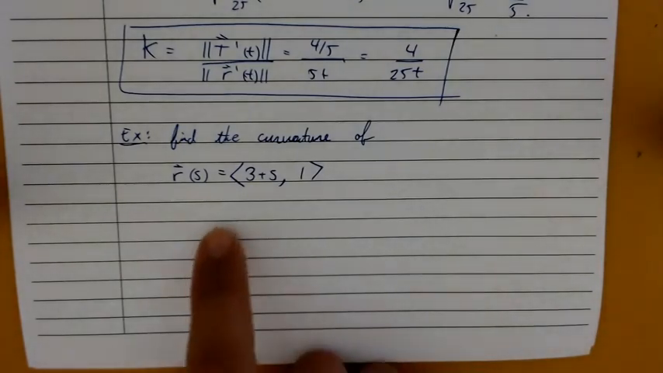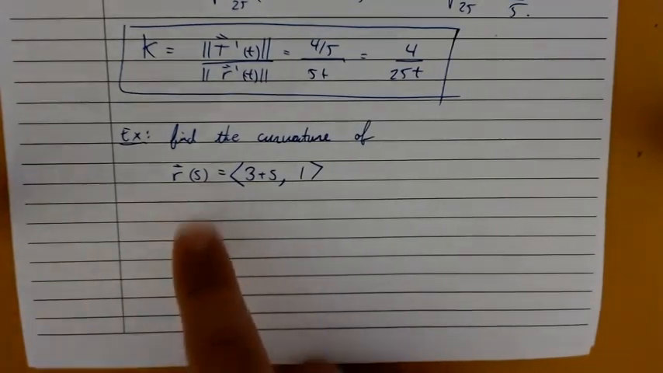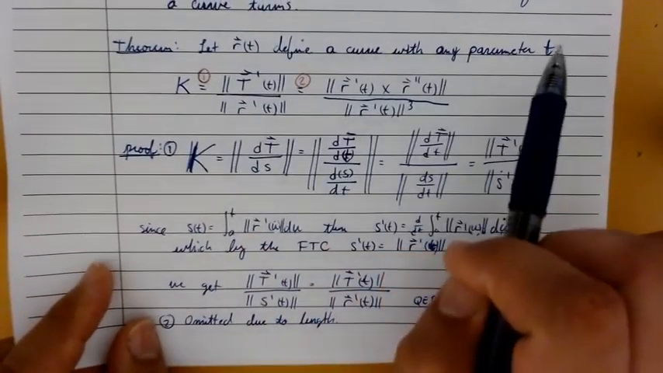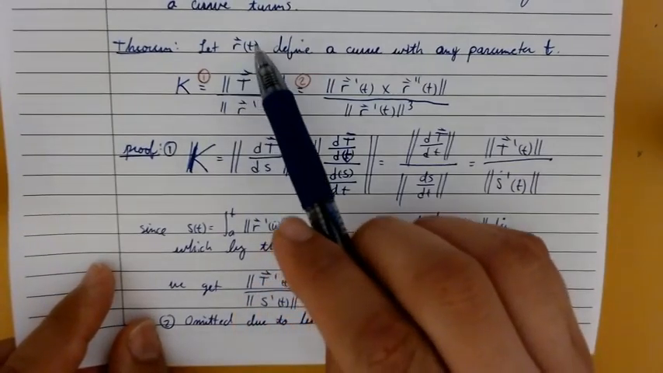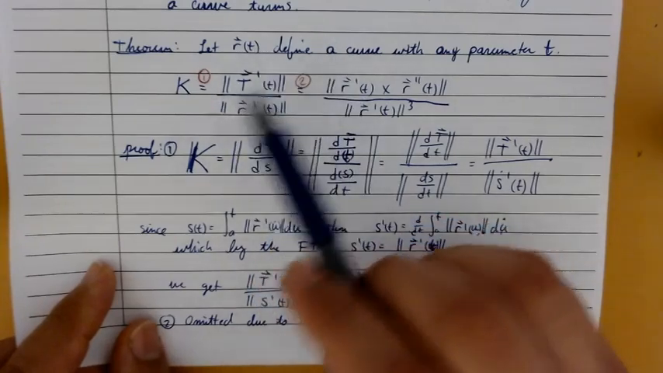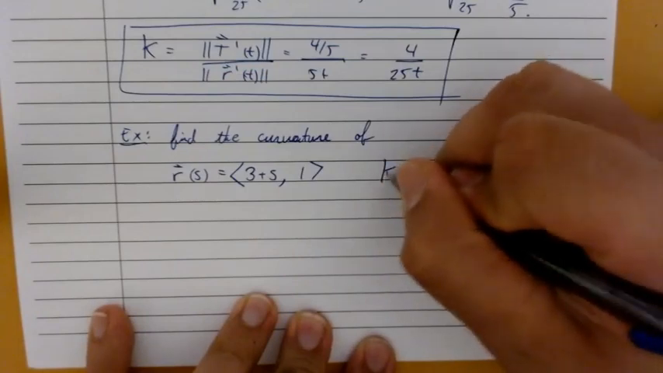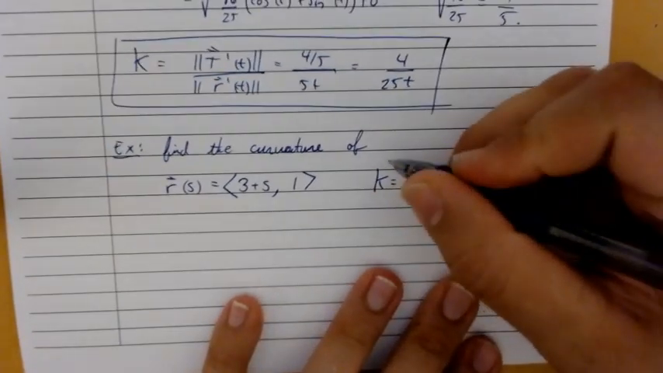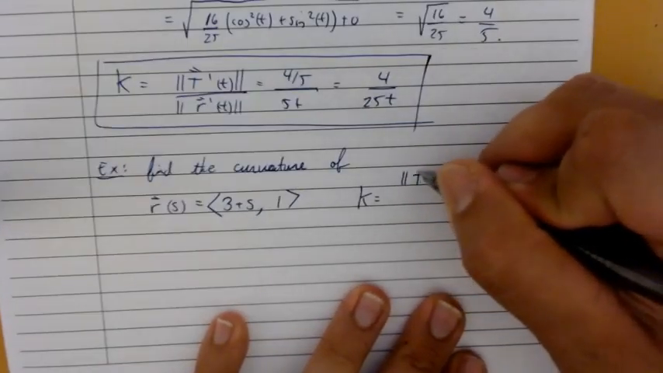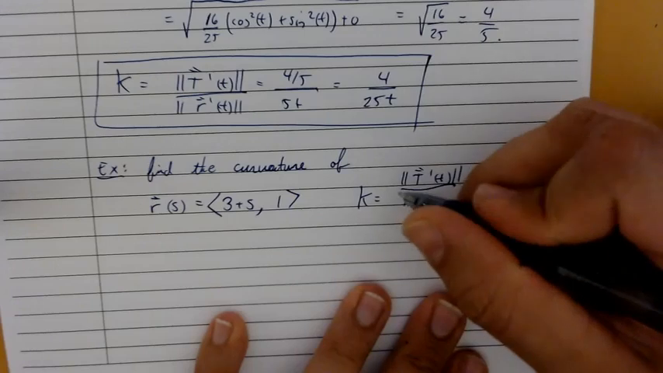All right, now, this may look like it would be different because this one is parameterized with respect to the arc length parameter. But in reality, we saw that our theorem said r of t defines a curve with any parameter. So even if it's r of s, r of t, r of theta, r of an angle, slope, it makes no difference. This still applies. So here we're going to say kappa is equal to, and I'll just go ahead and use the same one, the magnitude of T prime of t over the magnitude of r prime of t.